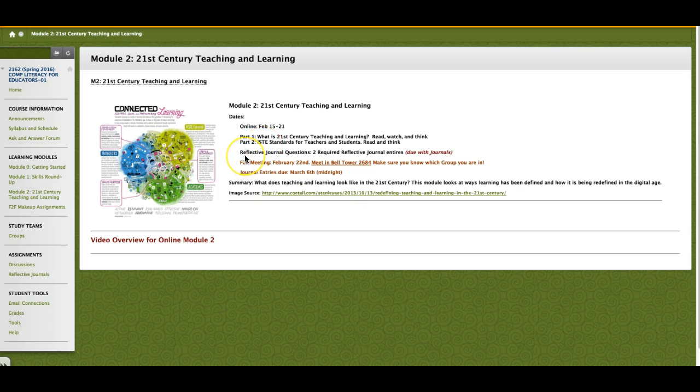Also in Module 2, it's important to note that there's going to be two required reflective journal entries. So basically, I'm giving you prompts for two of your entries. You're still going to have to do 5 total, but 2 of them are already going to be set up for you. So then 3 of them are going to be ones that you're going to be doing on your own.